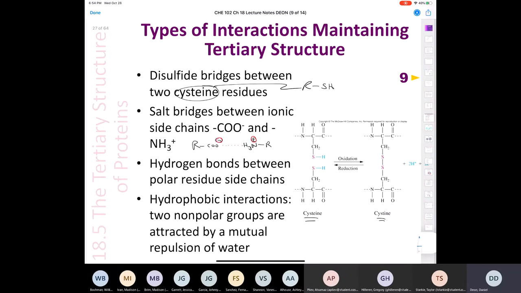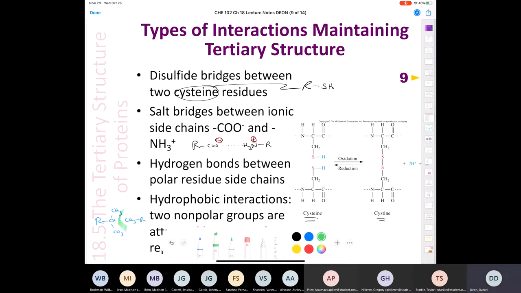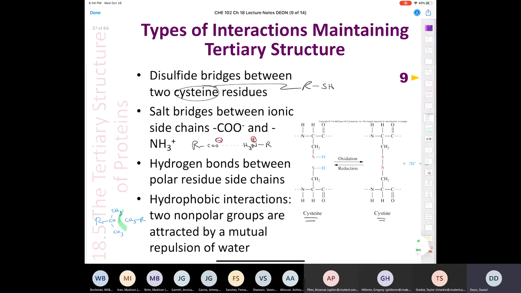What else? We can have hydrogen bonds. What if we have two polar residues, right, that can hydrogen bond? Okay, that's a possibility. And then the last type is a hydrophobic interaction. What if we have two groups that are just simply hydrocarbons, right? What if you have, let's say, a valine, which is this, an isopropyl, and let's say it's close to an alanine, which is nothing more than a methyl. Well, remember, we can have London forces, right, interacting between those two hydrophobic groups, okay? Here they say they're attracted by a mutual repulsion of water, right, because they're both water-hating.